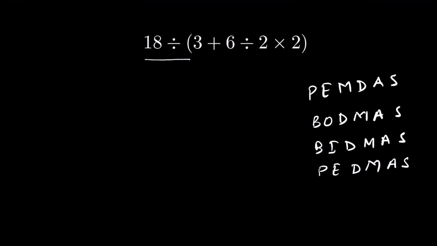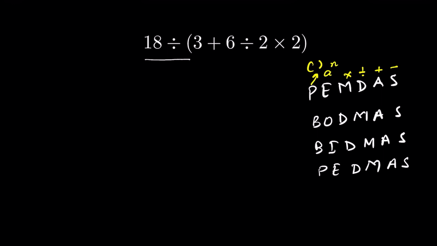or PEDMAS. These all rules stand for the same thing. P is for parenthesis, E is for exponent, a to the power n, a to the power m, M is for multiplication, D for division, A for addition and S for subtraction.